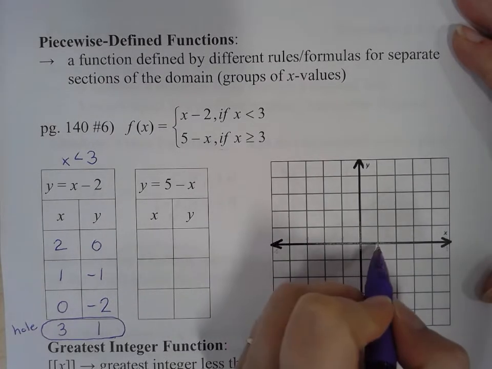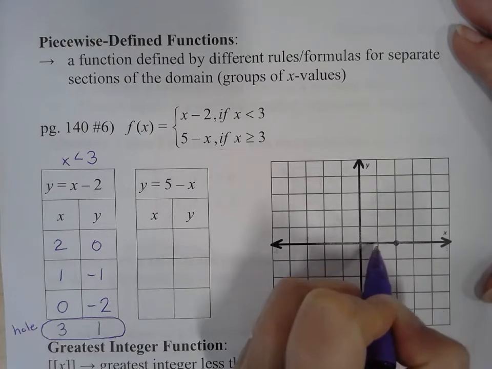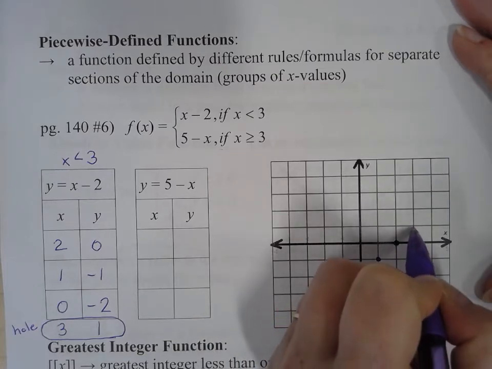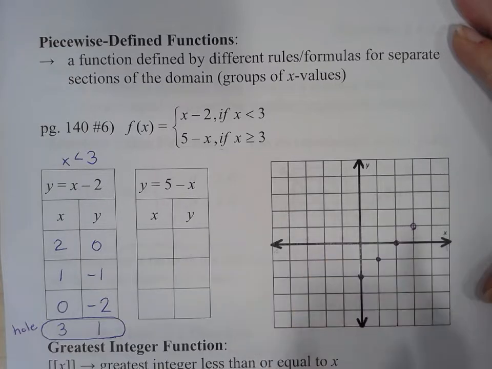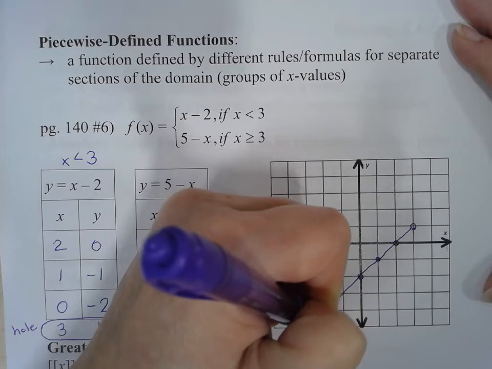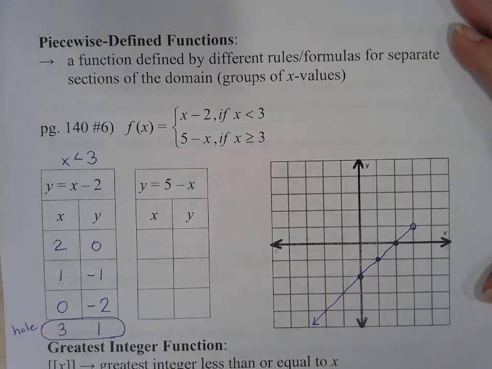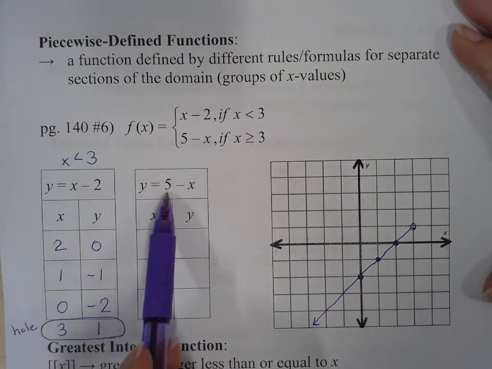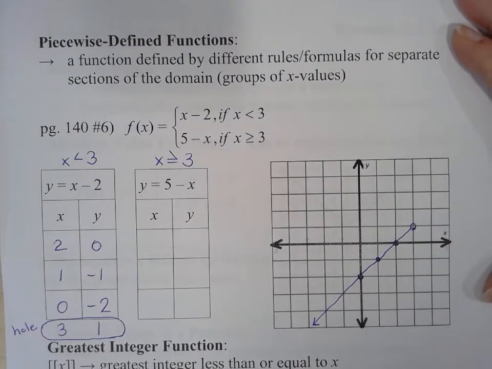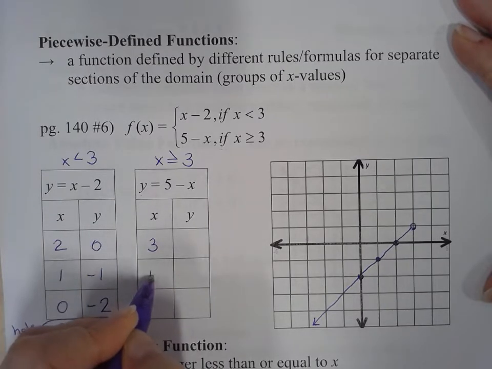Okay, so let's plot that. So we have (2, 0), (1, negative 1), (0, negative 2), and it's going to lead up to the point (3, 1). So I'm going to have a little open circle there. But I could continue to the left. So I could plug in negative 1, negative 2, etc. It's going to keep going down, because I can use any number less than 3. Okay, for the second part of the graph, when I use 5 minus x to calculate the y value, I'm going to be using x values that are greater than or equal to 3. So I'm allowed to use 3 and anything bigger.